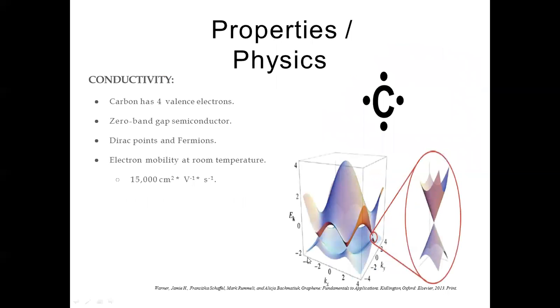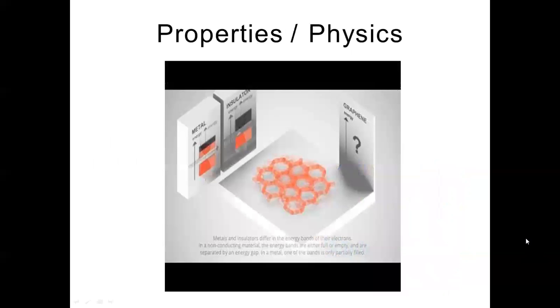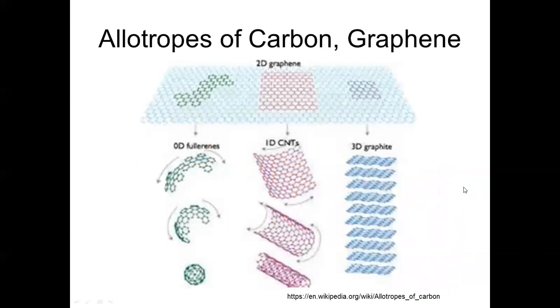The conductivity in this material: it has 4 valence electrons, and it's a zero band gap semiconductor, and the electron mobility is 15,000 centimeters squared per volt per second. This is some material that we can look at for the different applications of graphene, and this is certainly one of the derivatives of carbon.